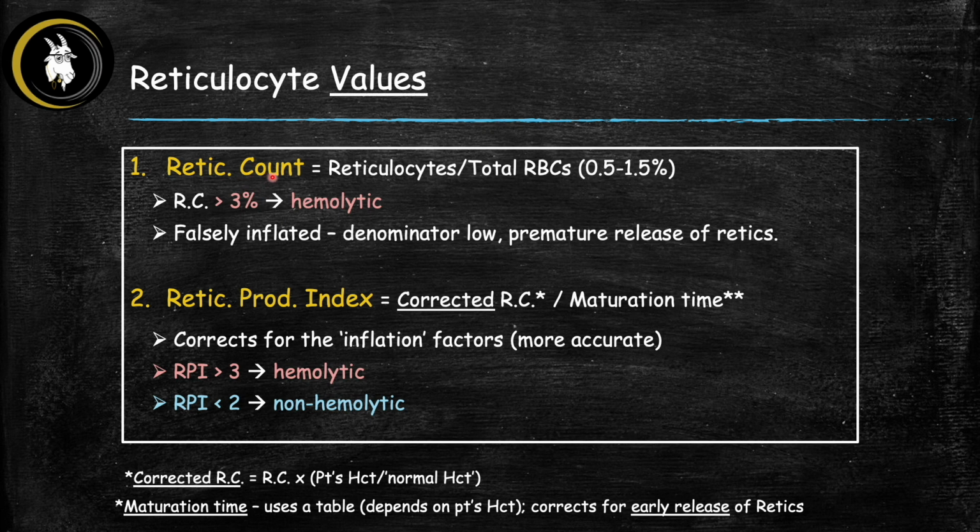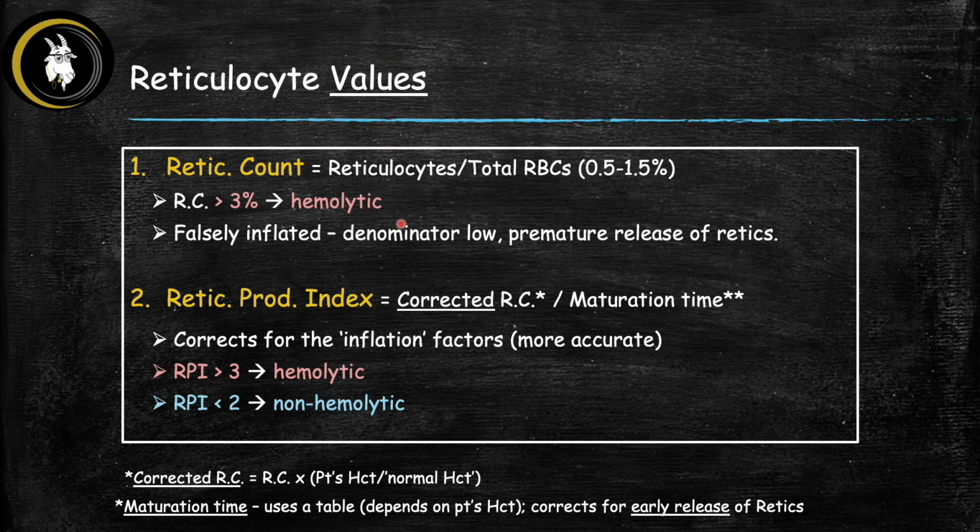So the first one is called the reticulocyte count. It's called a count, but it's actually a percentage of reticulocytes over total red blood cells in the blood. So it basically tells us from all the red blood cells that are circulating, what percent of them are reticulocytes, and the normal level without anemia is 0.5 to 1.5%. So in hemolysis, the number should be much higher, and the value you want to keep in mind for hemolysis for a reticulocyte count is anything greater than 3%.